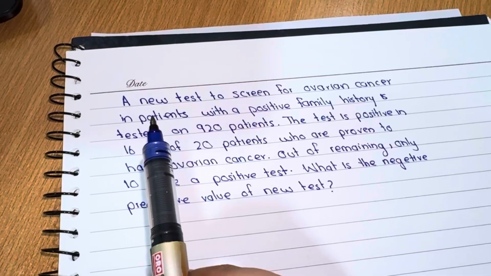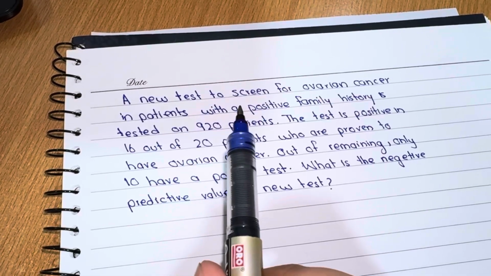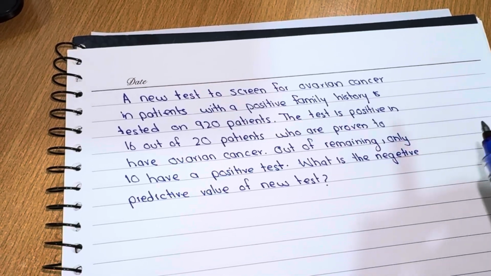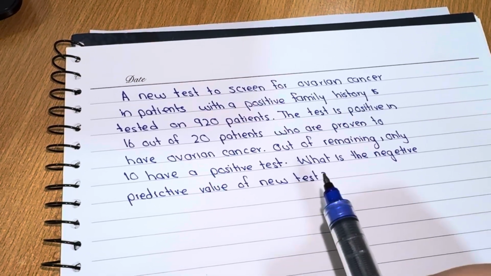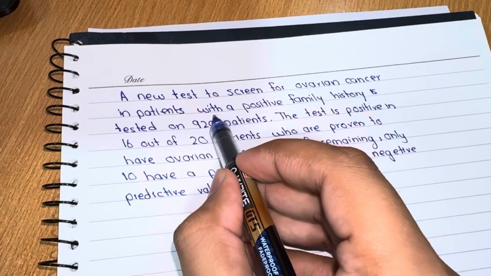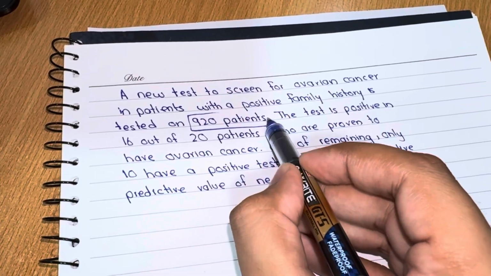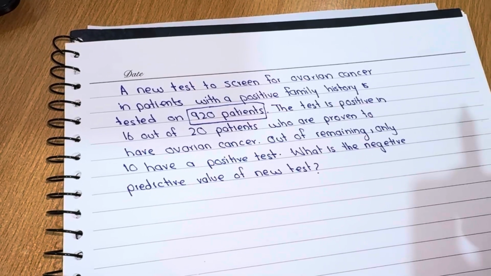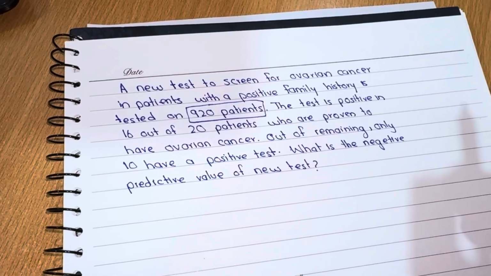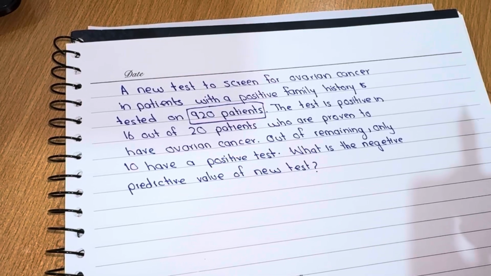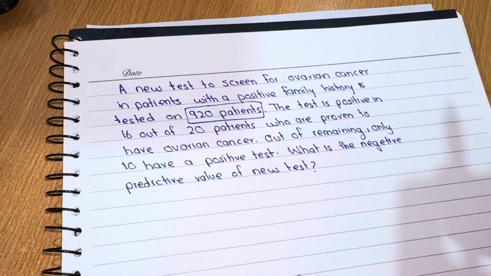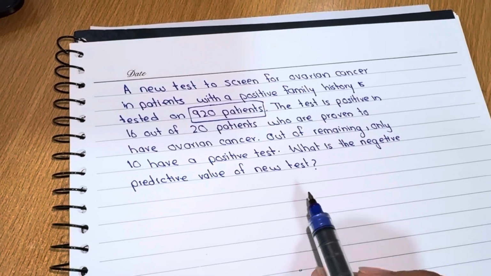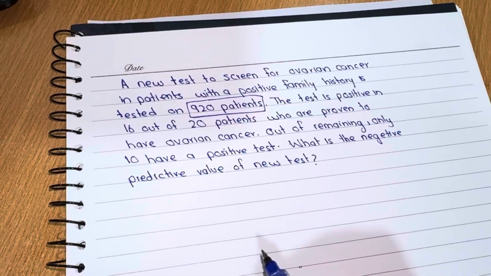Okay, so we read the question. A new test to screen for ovarian cancer in patients with positive family history is tested on 920 patients. So you have to underline the total number of patients. The test is positive in 16 out of 20 patients who are proven to have ovarian cancer. Out of the remaining, only 10 have a positive test. What is the negative predictive value of the test? It looks very complex, but we'll make it easier.